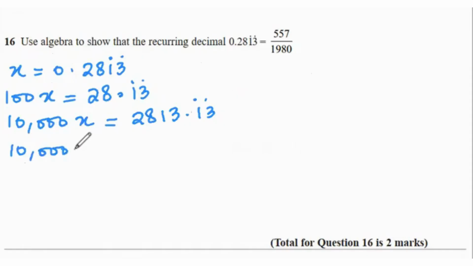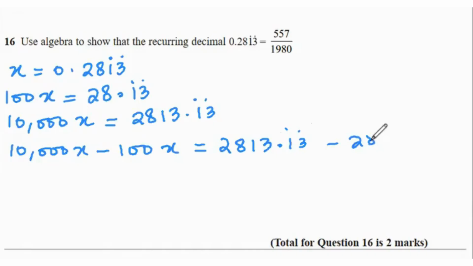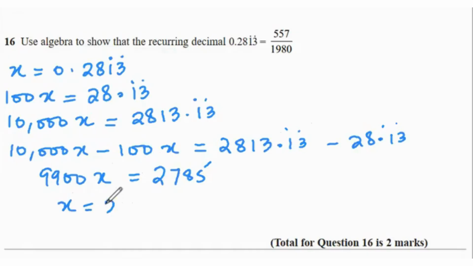Now, if we compare 100x with 10,000x, the numbers after the decimal are exactly the same, which means if we subtract them, 2,813.13 recurring minus 28.13 recurring. So 10,000 minus 100 is going to give us 9,900x. And over here, 2,813 minus 28 will equal 2,785. Divide them by each other.